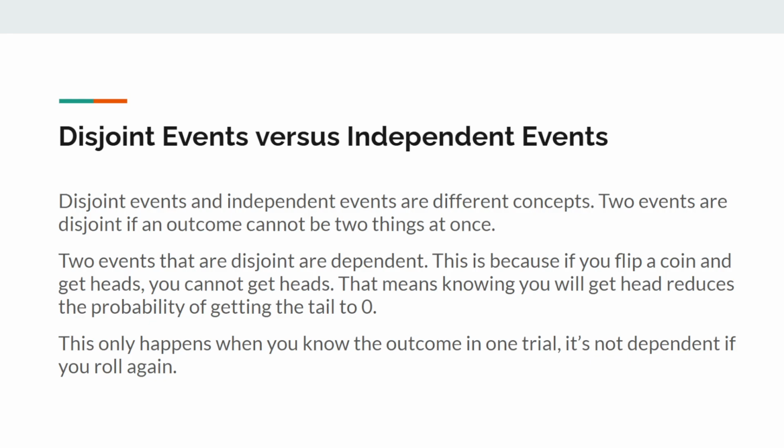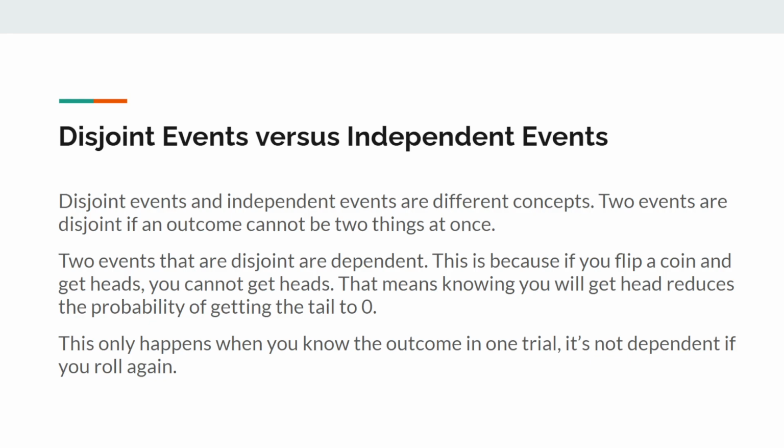So here we have disjoint events versus independent events. Disjoint events and independent events are two different concepts. Two events are disjoint if an outcome cannot be two things at once. But here's the interesting thing, and it's pretty genius. It's kind of like the axes of freedom that we mentioned in Bessel's correction. Two events that are disjoint are dependent. All that means is that two events that cannot happen at the same time are dependent. Let's say we flip a coin and get heads or tails. Getting heads and getting tails are disjoint because they cannot happen at the same time in the same trial.